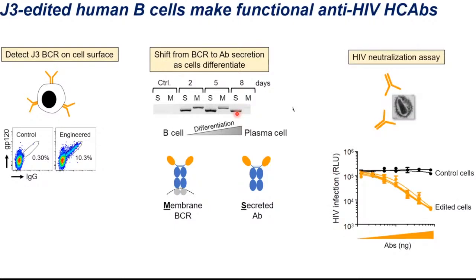And then finally, and most importantly, we did an HIV neutralization assay. We took the cell culture from the edited B cells, which would contain, if it was working, our secreted antibodies. And we mixed it with HIV virus, and then we looked at the infectivity of that virus. And you'll see that as we added more of the supernatant, the antibodies, HIV infection was inhibited, whereas the culture from our control cells had no effect.